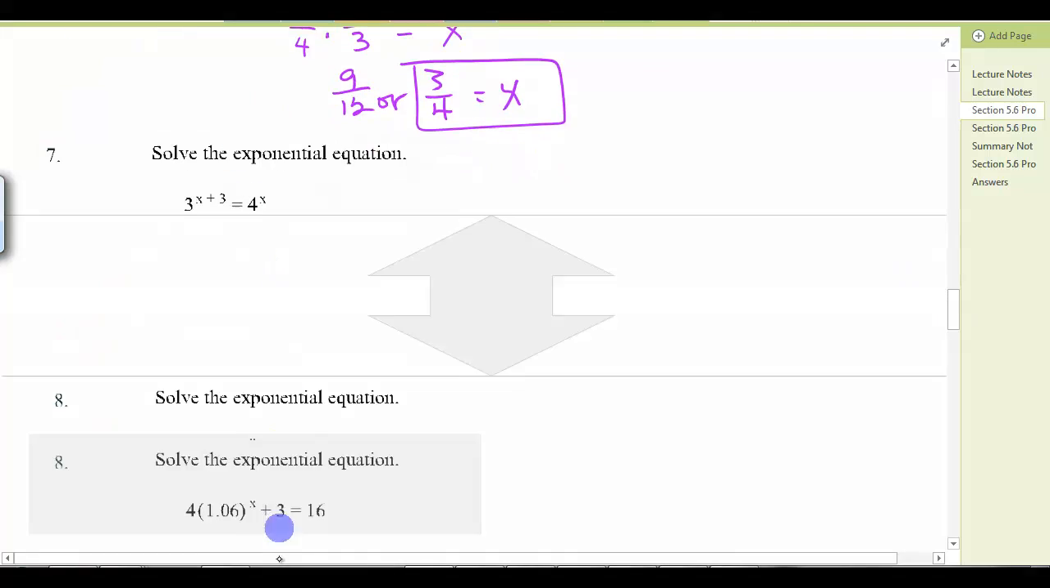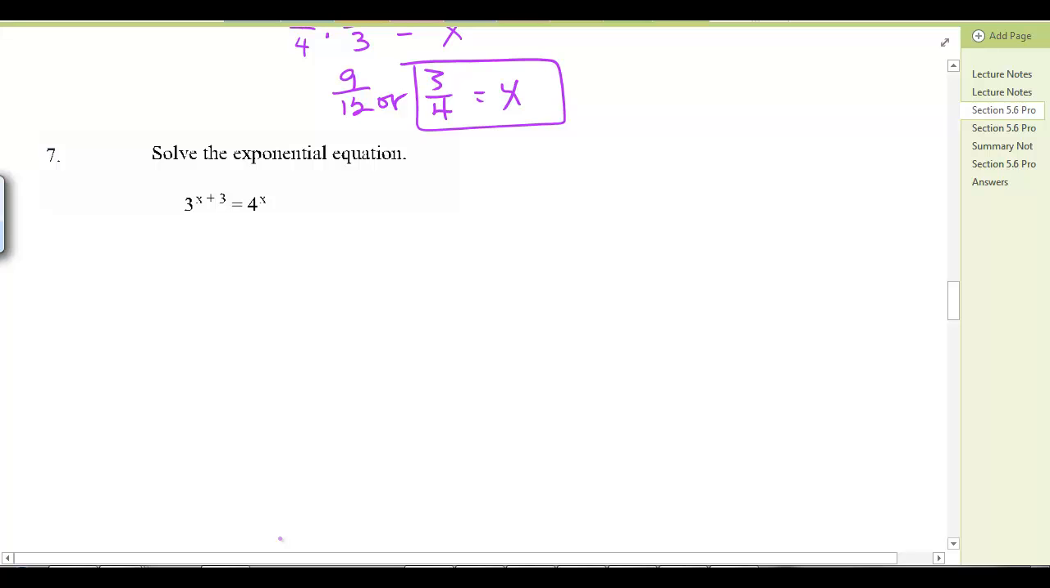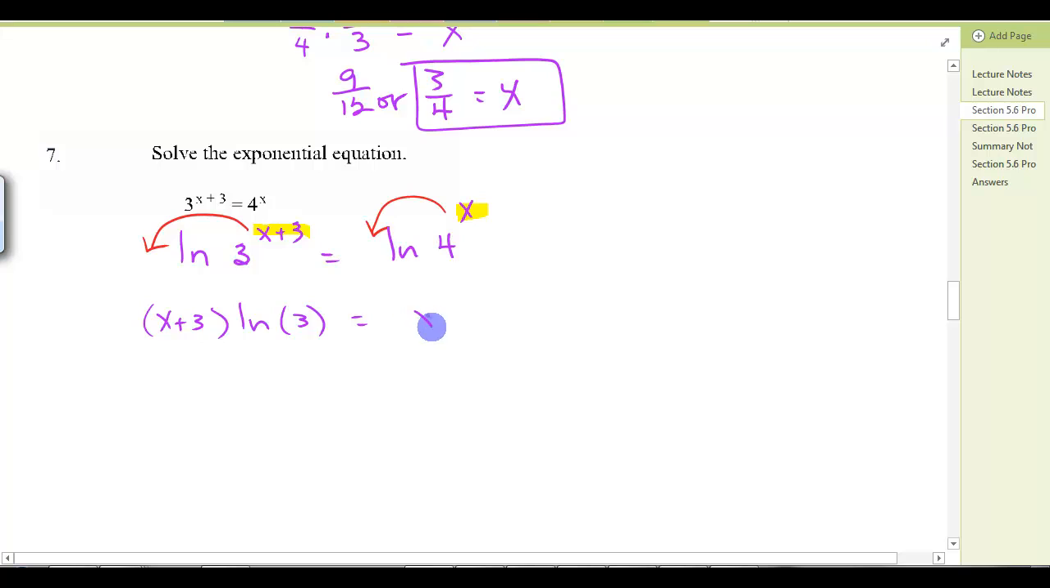All right. This one we're back to a little bit longer problem. We've got to start out and take the ln of both sides. So ln of 3 to the x plus 3 equals ln 4 to the x. Okay. Remember that the power goes to the front. Okay. So we've got x plus 3 ln 3 equals x ln 4.